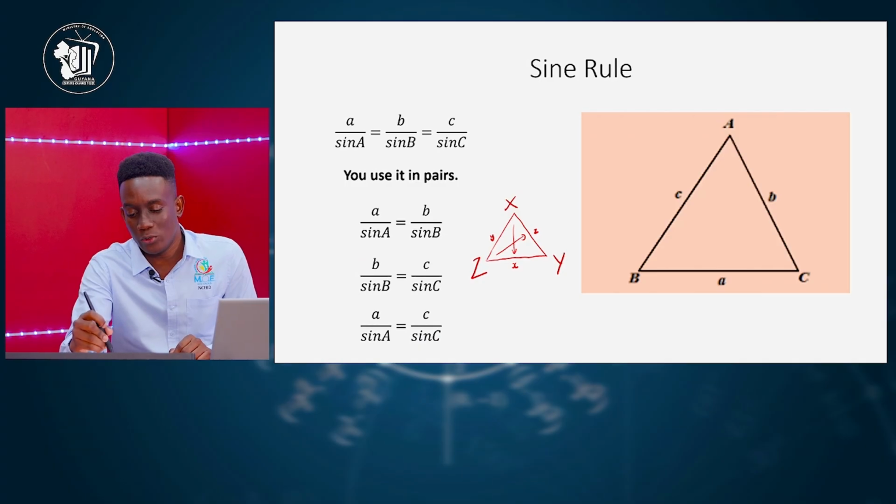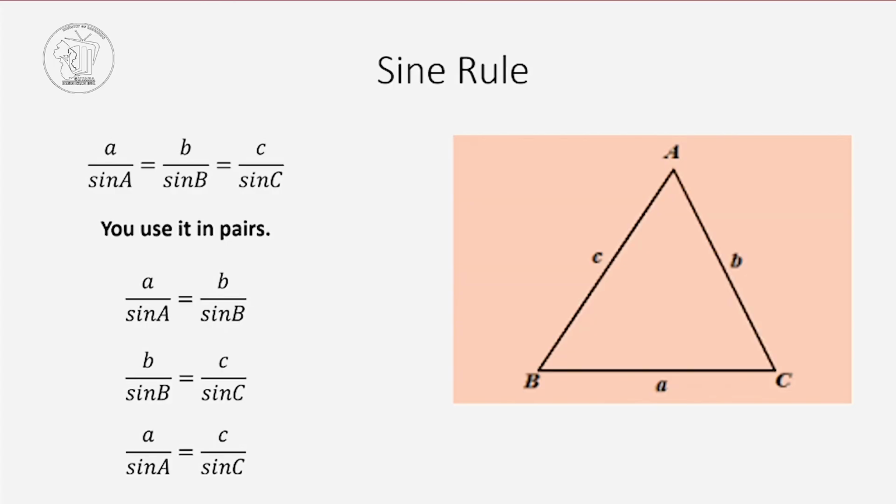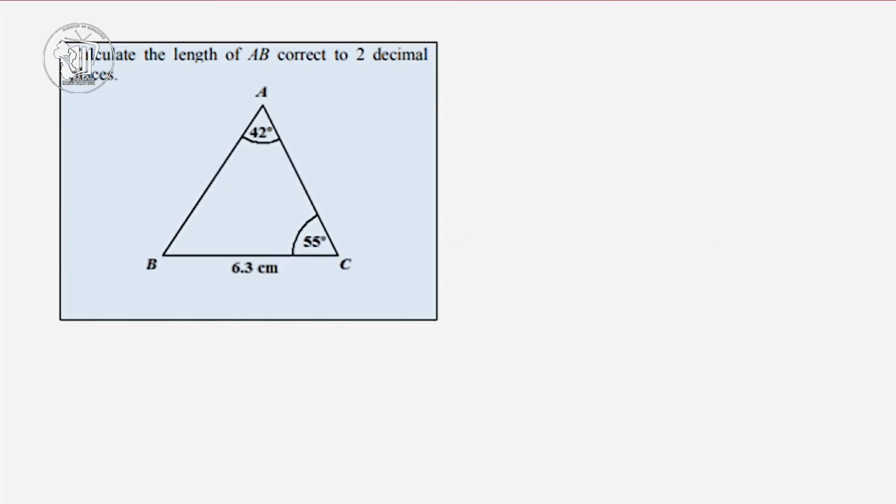So now that we have an idea what the sine rule is, let's look at an example. We are to calculate the length of AB correct to 2 decimal places. So you want to find the length of AB. First of all, AB would be this line here. So that's the line that we want to find.